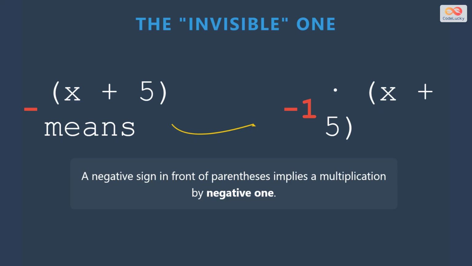First, let's unlock the secret of that negative sign. In algebra, when you see a negative sign directly in front of a group, there is actually an invisible number 1 hiding there. So, negative, x plus 5, is mathematically the same as negative 1 multiplied by the entire group of x plus 5.